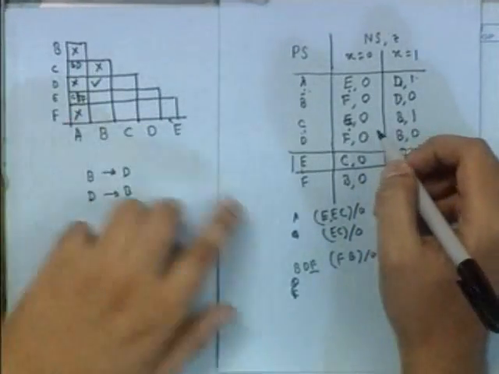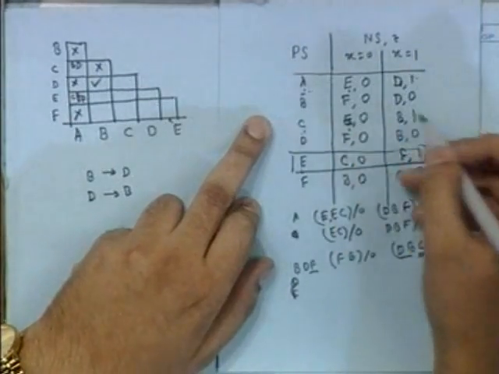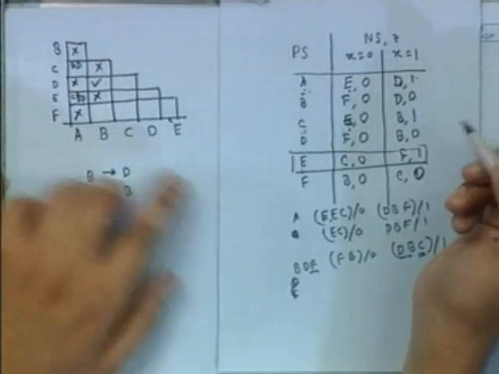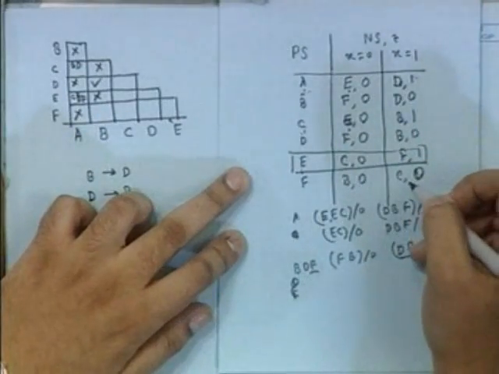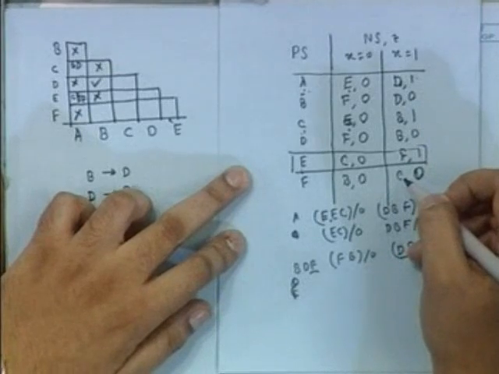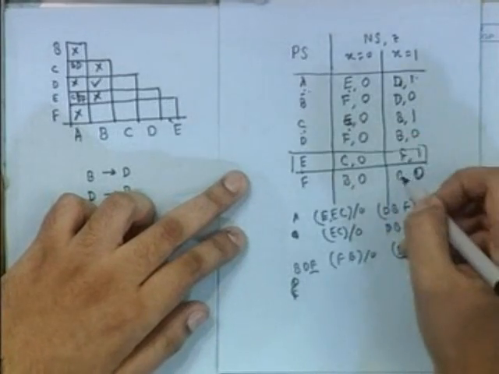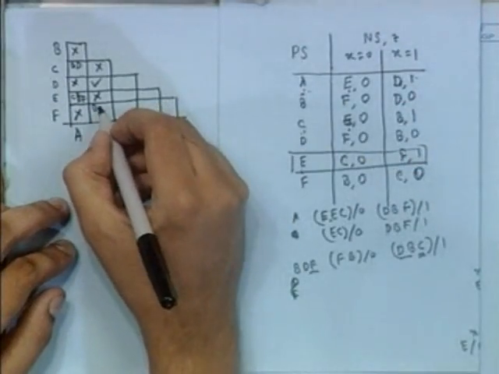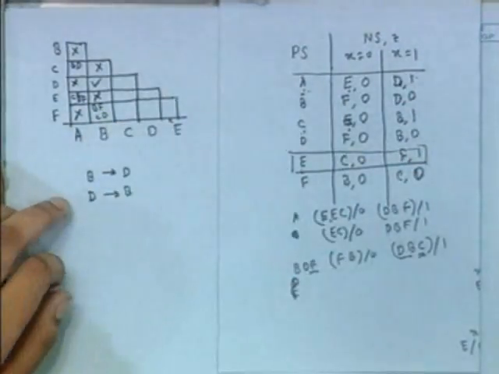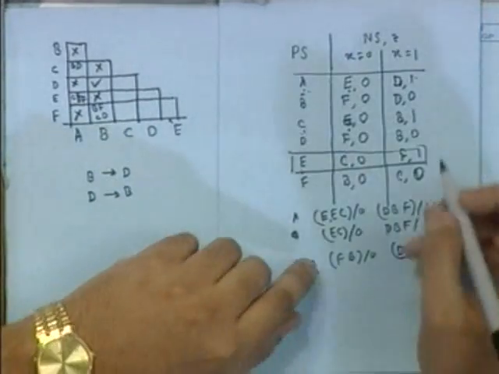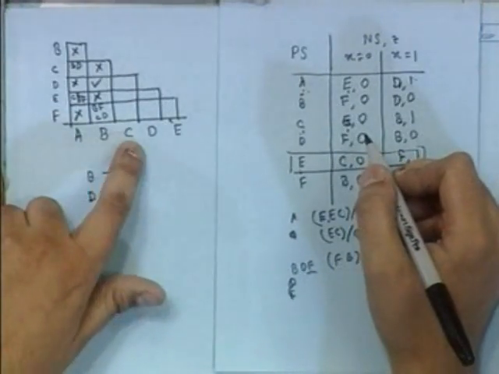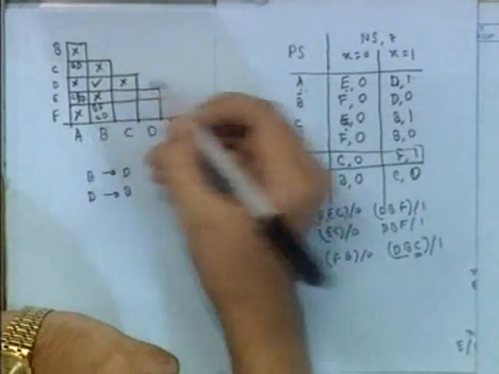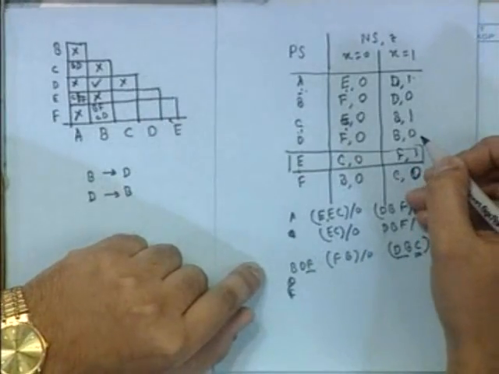Now see for B and E, whether they are equivalent? No, they are not equivalent, because they are producing different outputs. Now see for B and F, are they equivalent? They will be equivalent if B and F are equivalent and C and D are equivalent. Okay. Now go to the third line. You compare whether C and D are equivalent. C and D are not equivalent because they are producing different outputs.